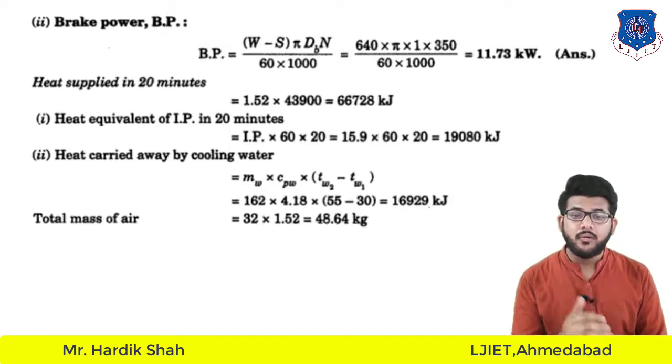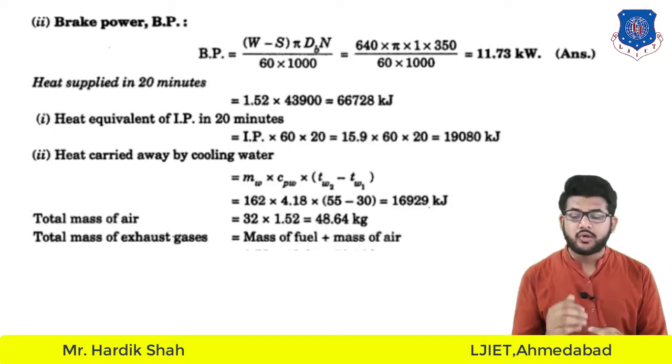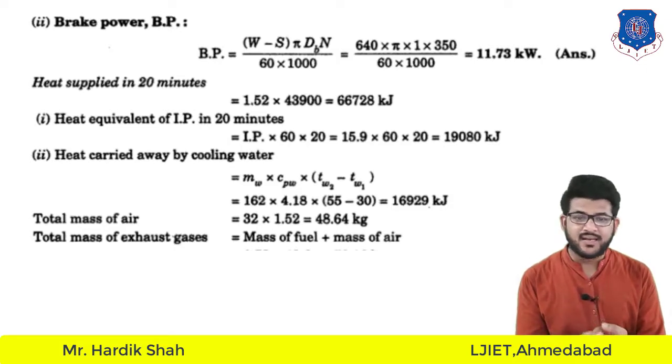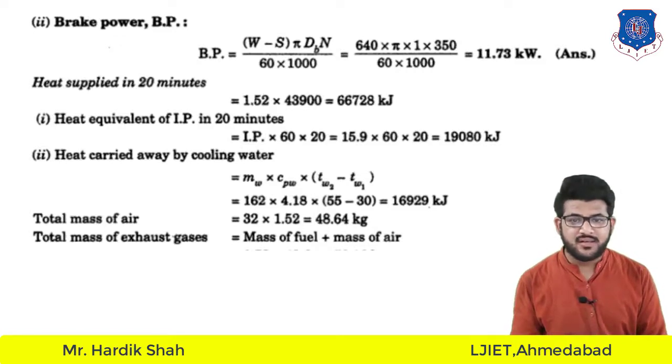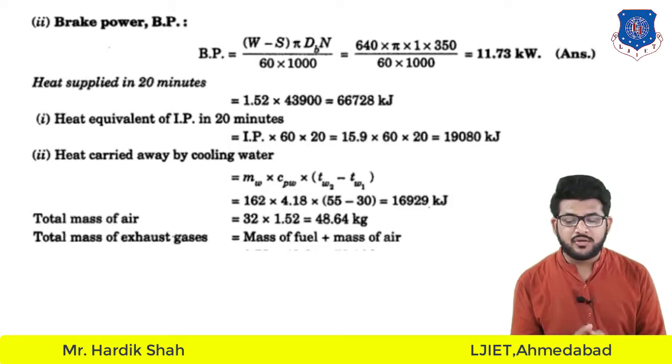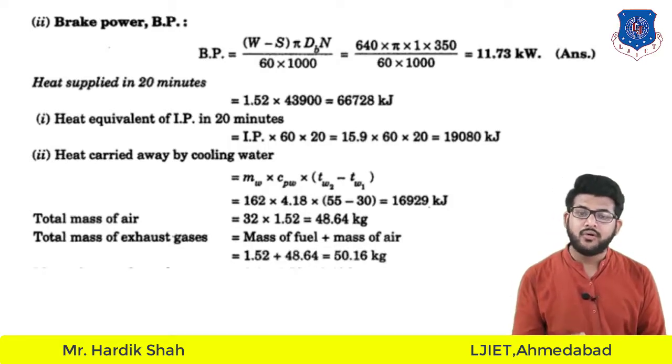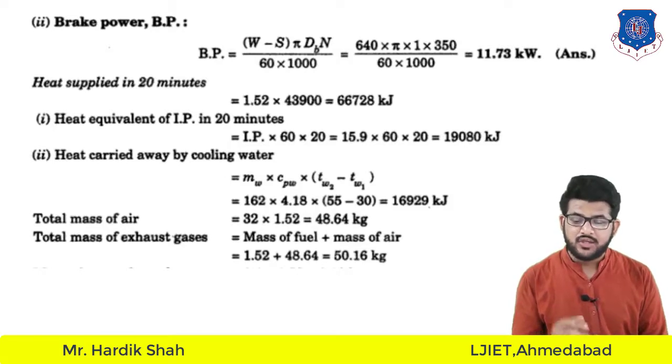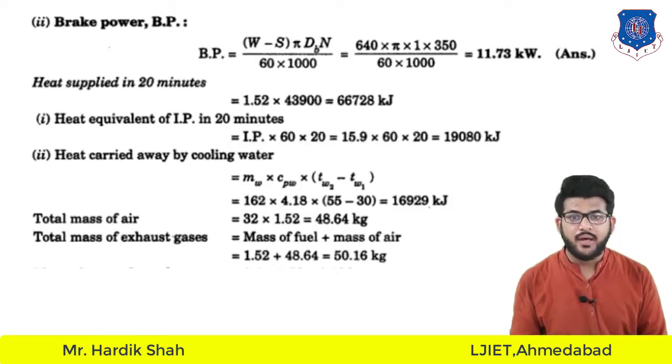Now we will move to the exhaust part. So total mass of exhaust gases will be what? Exhaust is actually formed by two things, first is air, second is fuel. So we will combine both of them, fuel plus air, and then after we can find the exhaust gas. So mass of fuel plus mass of air, mass of fuel is already given 1.52. We have just found the mass of the air, 48.64, and the answer will be 50.16 kg.